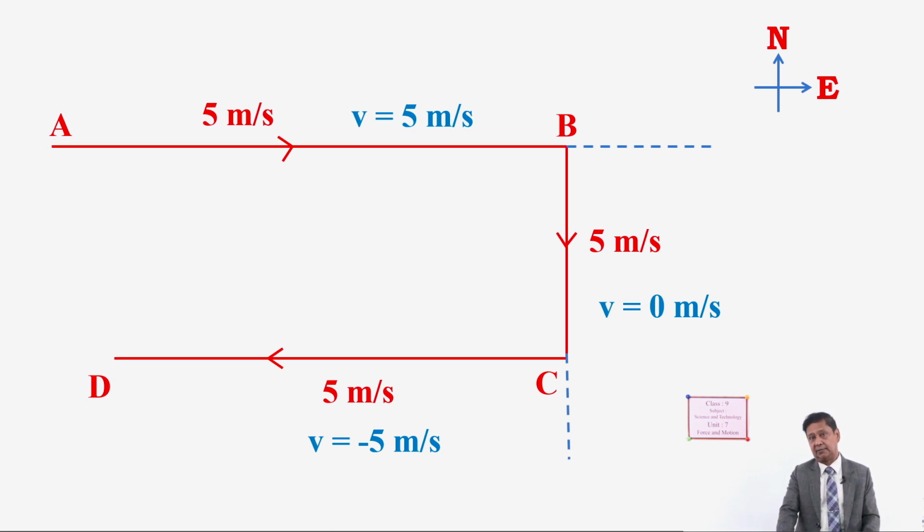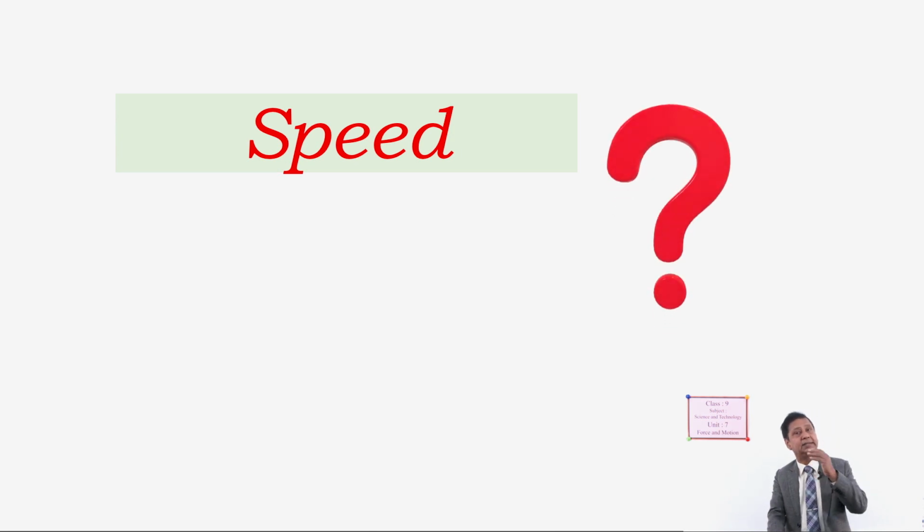every 1 second. Throughout the journey, speed was the same, but the velocity is different in different paths of its journey. That's why speed is not related to the direction, but velocity is related to direction. When direction changes, the value of velocity keeps on changing. Okay, after this much understanding, what is speed?